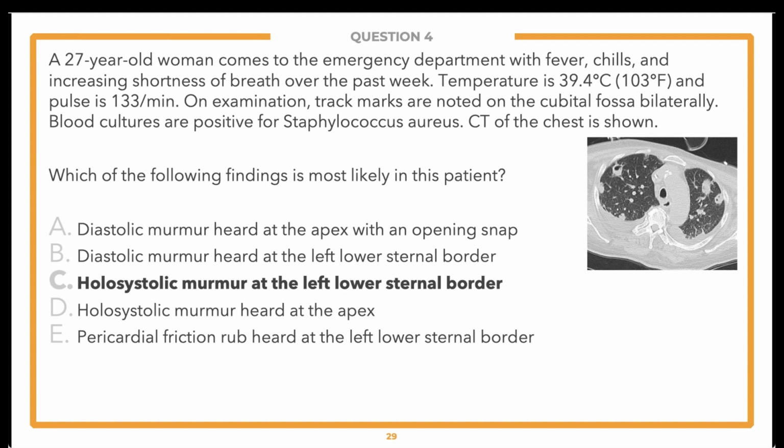Okay, so again, IE from Staph aureus is characterized by the acute onset of high spiking fevers, chills, fatigue, myalgia, and a new cardiac murmur, and is associated with injectable drug use. Tricuspid insufficiency would be the most common right-sided murmur heard in patients with IE due to injectable drug use, and tricuspid regurgitation leads to a holosystolic blowing murmur, which is heard best at the left lower sternal border. Okay.